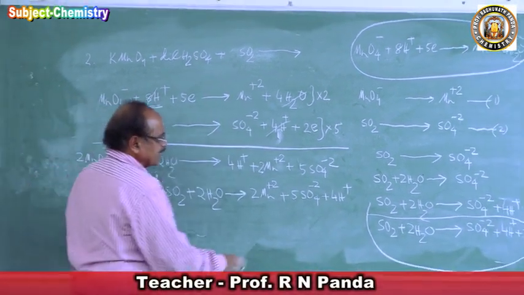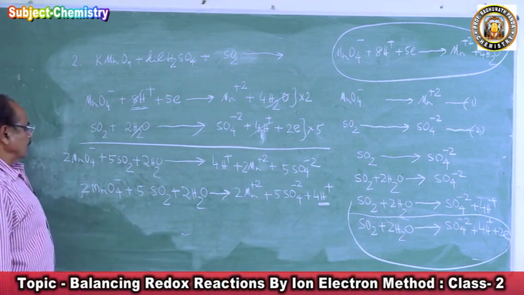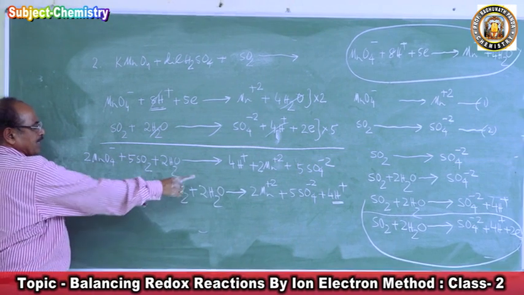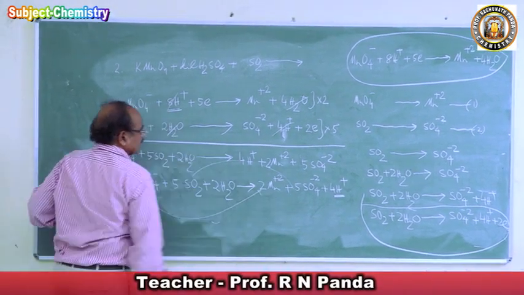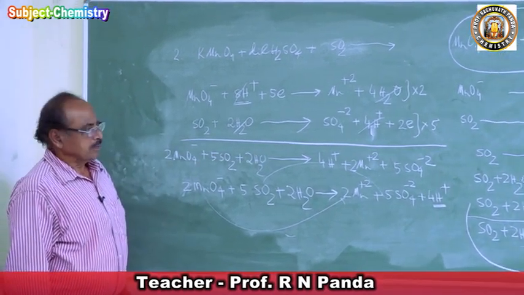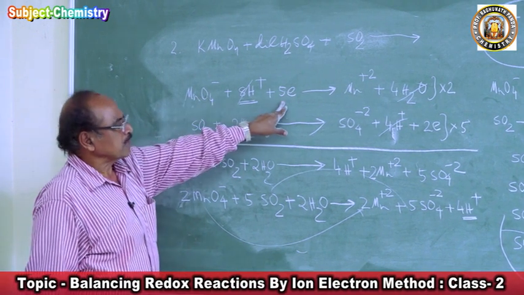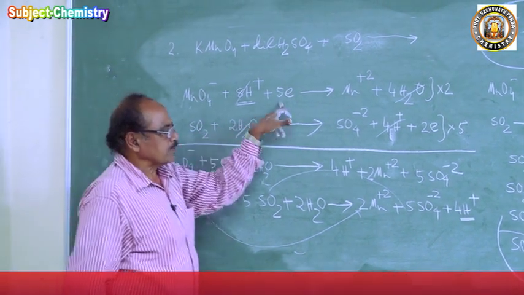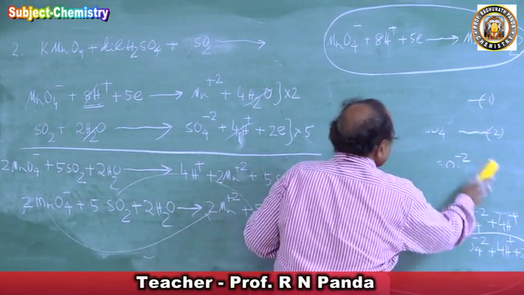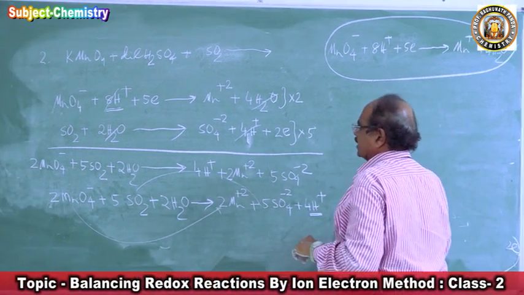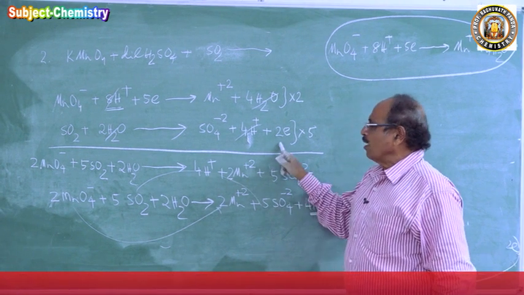This H plus indicates that the reaction is taking place in acid medium. So MnO4 minus to Mn plus 2 is a reduction, and SO2 to SO4 is an oxidation. So now what will be the equivalent mass of potassium permanganate? Since 5 electrons are involved, the equivalent mass of potassium permanganate will be molecular mass by 5. And equivalent mass of sulfur dioxide is how much? How many electrons are involved? 2 electrons.